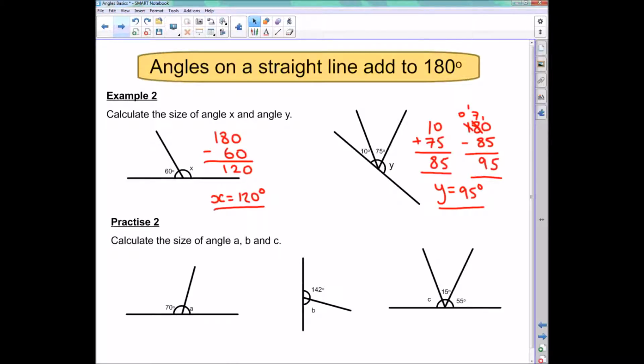Okay, so pause the video and see if you can work out the size of angle A, B, and C down the bottom here.